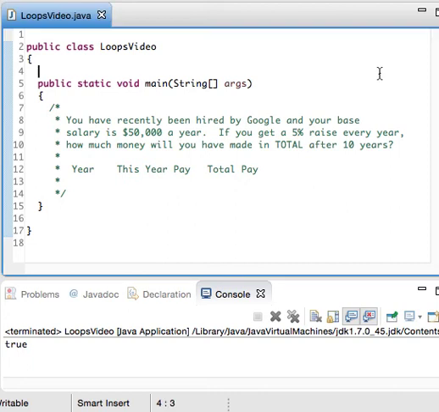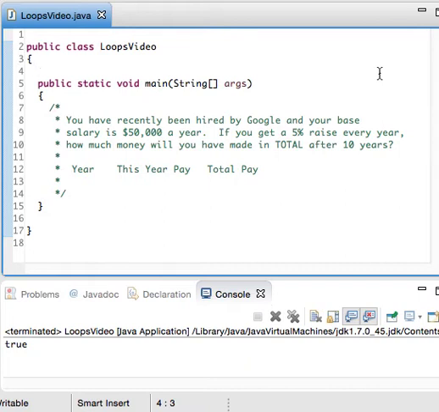In this video, we're going to look at a situation that we're going to model with a loop and a method. You've been hired by Google and you have a base salary of $50,000 a year. Great. You also get a 5% raise every year. Sounds fantastic. The question is how much money you will make after a total of 10 years.